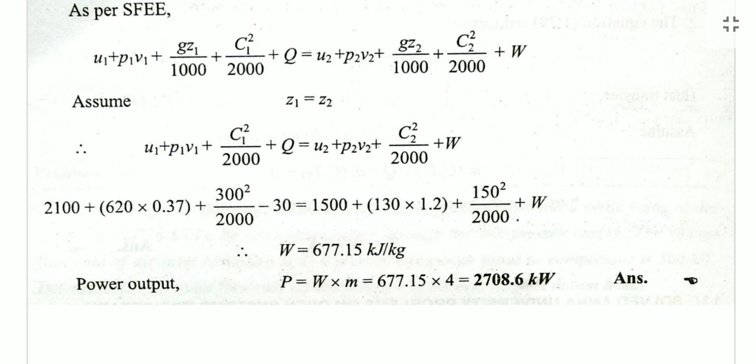In order to convert it into kilojoule per second, that is how much work is done per second, we just multiply the mass flow rate with the specific work done. We will get the value as 2708.6 kilojoule per second. So this is the answer.